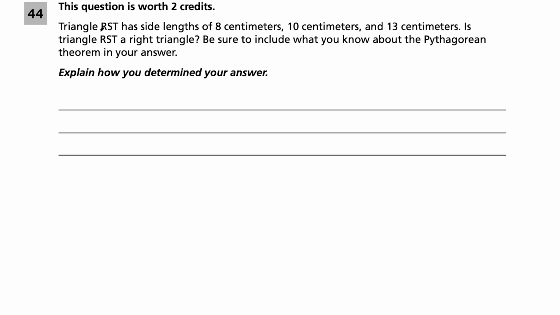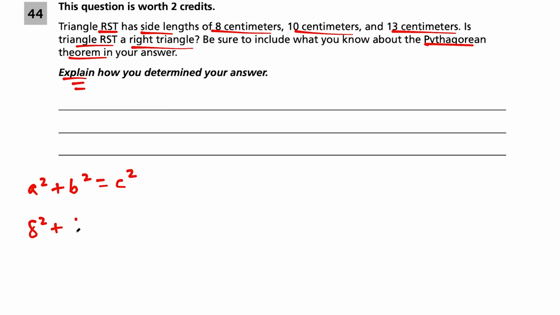Question 44, we have triangle RST has side lengths 8 centimeters, 10 centimeters, and 13 centimeters. Is triangle RST a right triangle? We need to include what we know about the Pythagorean theorem in our answer. Explain how you determined your answer. So for this one here, just know the Pythagorean theorem, we have a squared plus b squared is equal to c squared. So the only way that these 3 sides could make up a right triangle would be if they satisfied the Pythagorean theorem. So let's say I plug into this. I would have 8 squared plus 10 squared, and then we're going to set this equal to 13 squared.